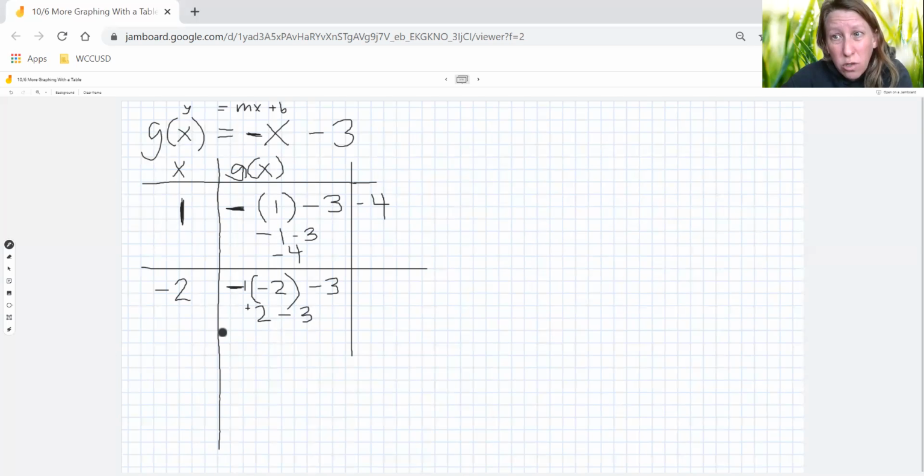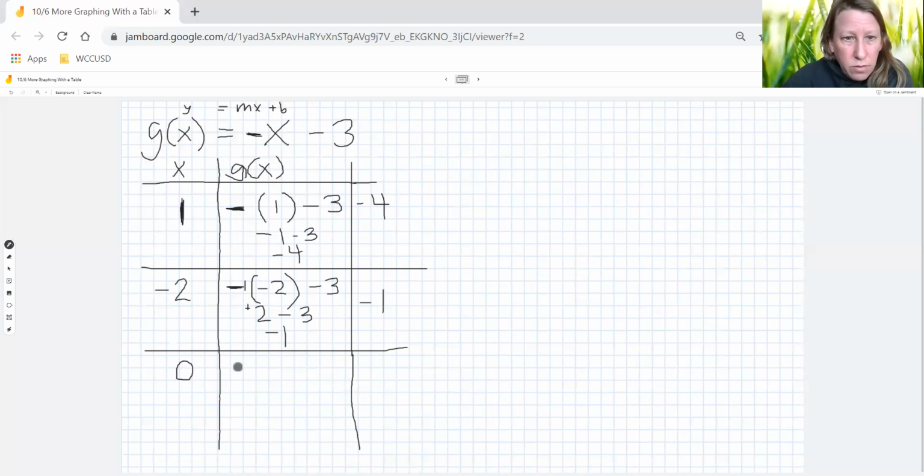This is where your integer work is really important. 2 minus 3. 2 minus 2 is 0, so 2 minus 3 gets you all the way to the left to negative 1. Okay, let's keep going. What should we always put in? 0.